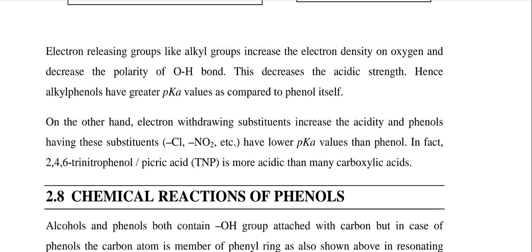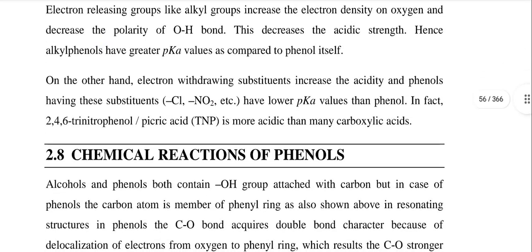Electron releasing groups like the alkyl group increase the electron density on oxygen and decrease the polarity of the OH bond. This decreases the acidic strength, and hence alkyl phenols have greater pKa values as compared to phenol itself. On the other hand, electron withdrawing substituents increase the acidity, and phenols having these substituents have a lower pKa value than phenol. In fact, 2,4-dinitrophenol and picric acid are more acidic than many carboxylic acids.